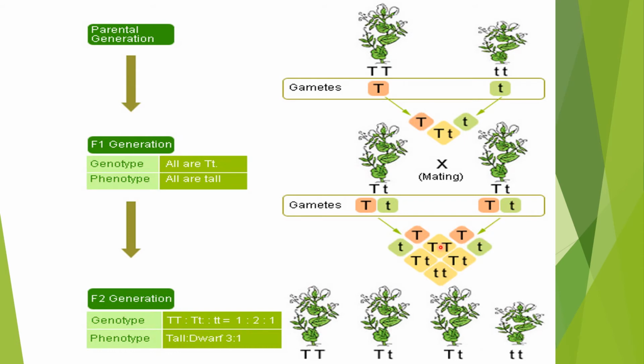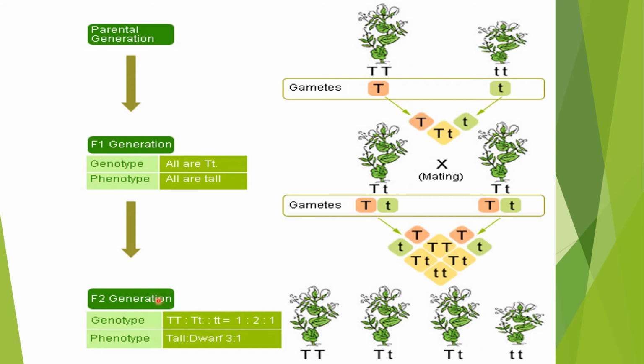So what is the genotype of this individual? It is a homozygous tall plant or homozygous dominant plant. What about these two? They are heterozygous dominant individuals. And what about this one? The last one is a homozygous recessive individual. So this generation of offsprings which are produced as a result of crossing between the F1 generation is called the second filial generation or the F2 generation.